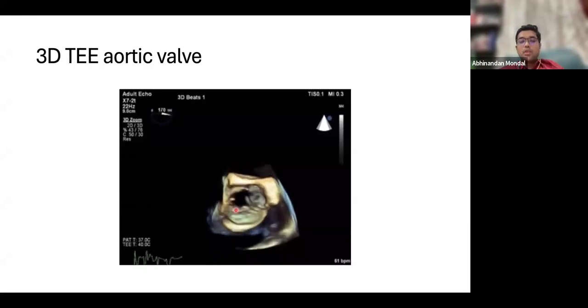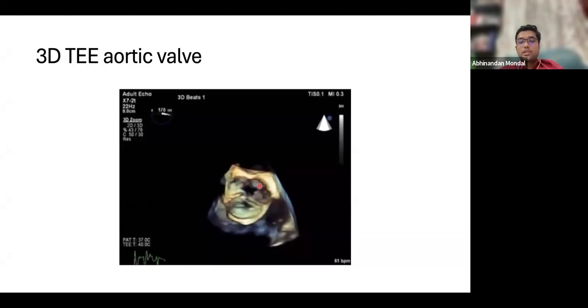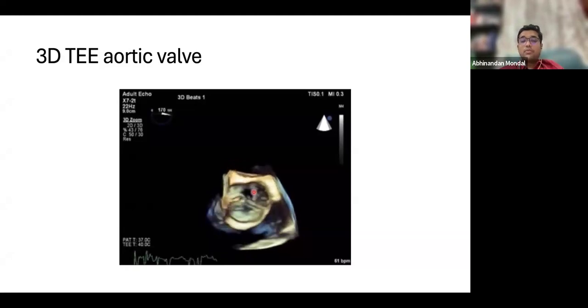You are looking down whenever the valve is opening, looking down inside your LV cavity. These are the leaflets that you can see. But it looks like there are perforations in your aortic valve leaflet, but that is not a true perforation.